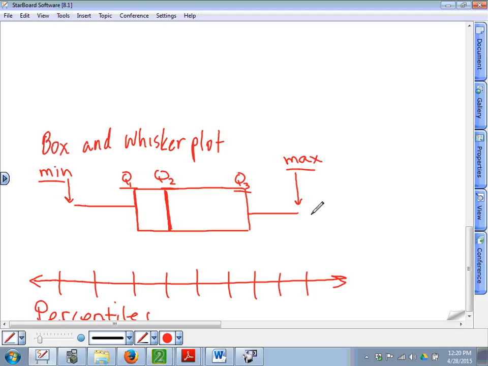A train? It looks like a train? Obviously it looks like a box with whiskers. But how's that a train? It's not a train.